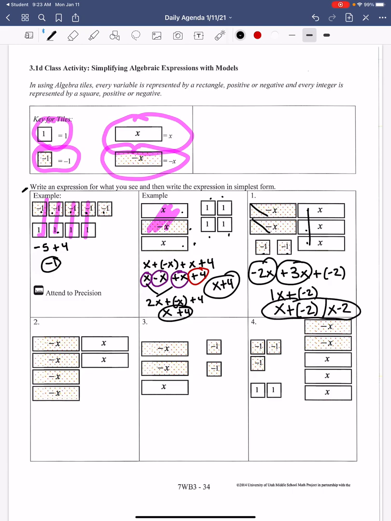So all you're doing is using the models to get a visual representation of what we're doing, and you can treat them the same way that we did with our integer models for the most part. Notice that for these, the ones are little squares and the x's are big rectangles. You're going to want to keep that in mind so there's a difference between your tiles. And that is how we use models to simplify algebraic expressions.